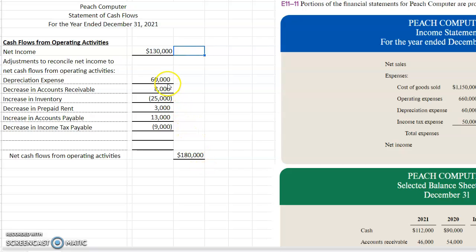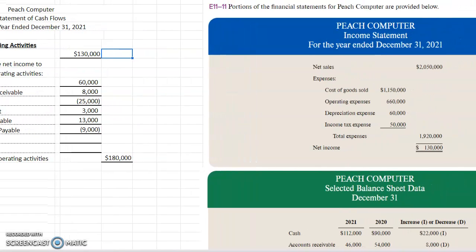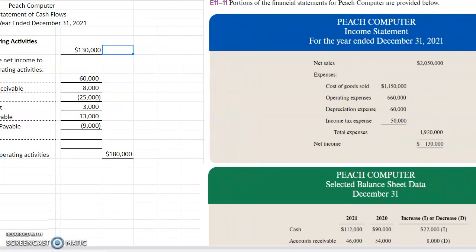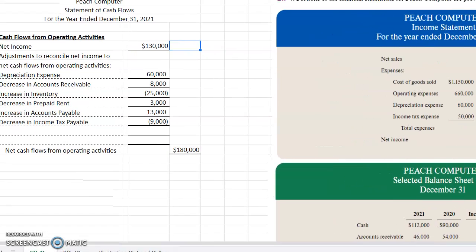It starts with net income, which comes from the income statement over here on the right. So net income is $130,000. So we start there. Then we make adjustments for the things that we need to convert from accrual basis accounting, which is how we get net income, back to a cash basis. So we're going to adjust for things that are different.